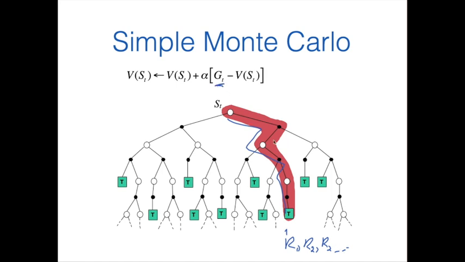And the return is G, which is that function that you compute for every state. And so we only update this once we get to the end and we get the reward, and then we can update it all together. So that's kind of the basic approach.